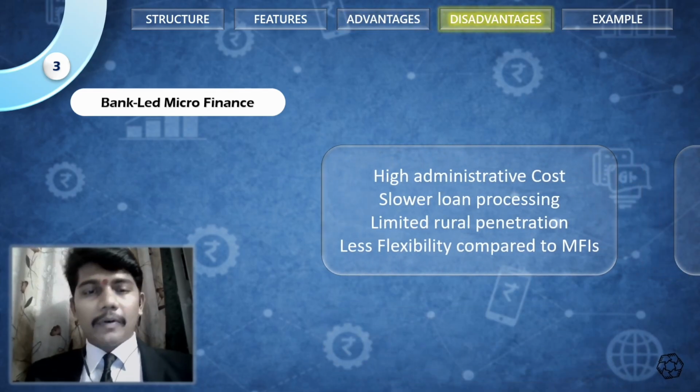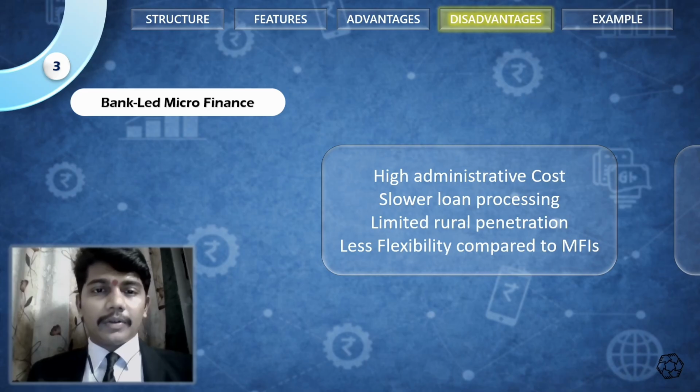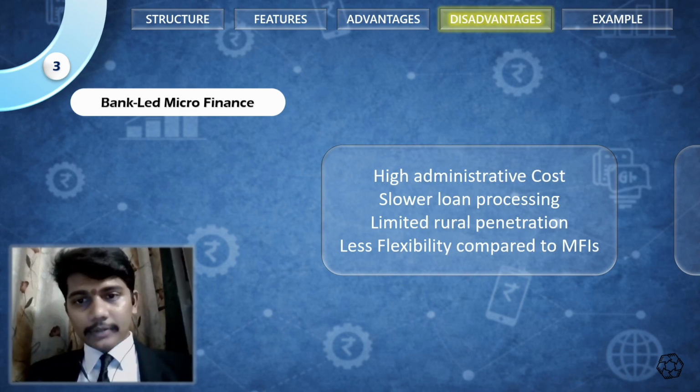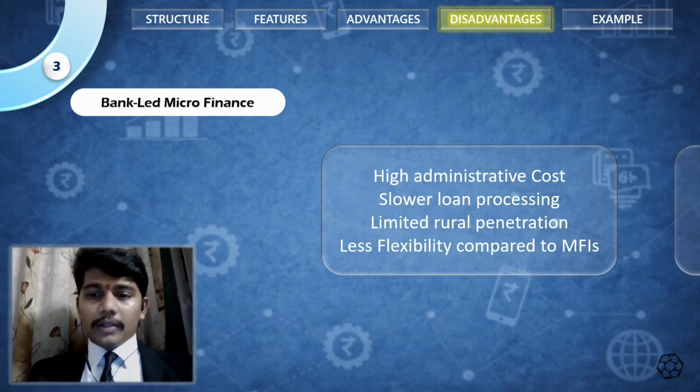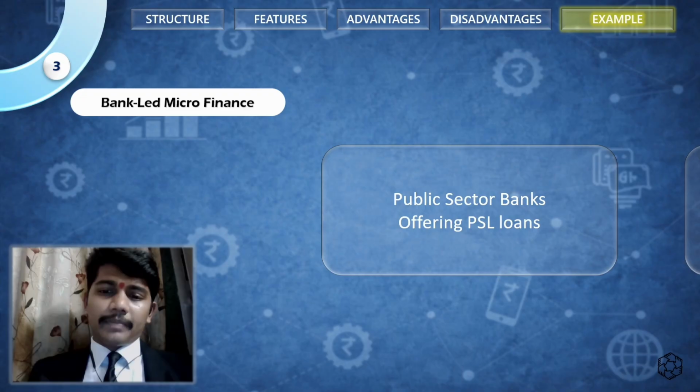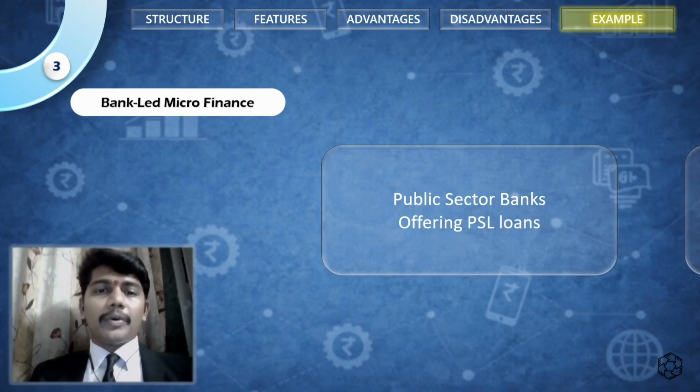Moving to disadvantages, since a bank is involved, there will be lots of KYC processes, so the approval process for this loan will be a little lengthier and slow. It is less flexible, and since it's a proper bank, the outreach is still limited in many rural areas. So this is one disadvantage for bank-led microfinance. Mostly public sector banks offer PSL loans. PSL is priority sector lending, which mostly focuses on the agricultural side, small farmers or low income households.